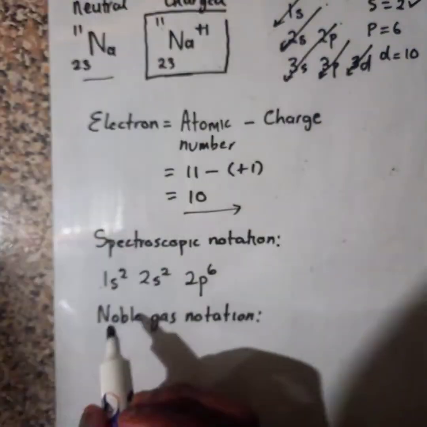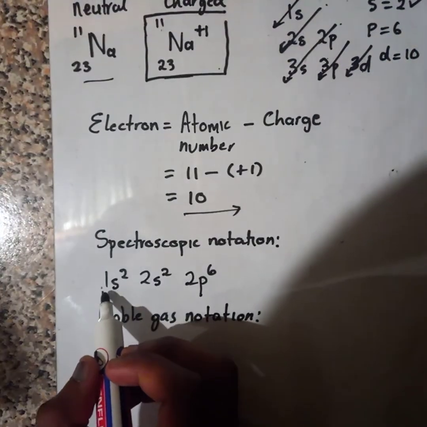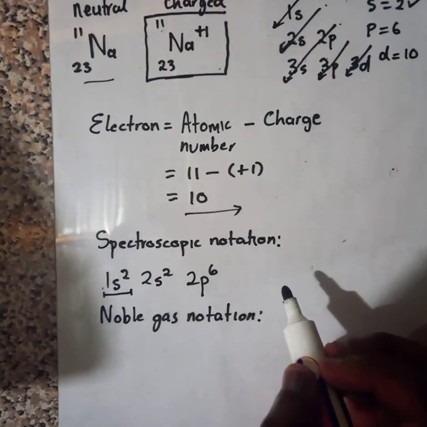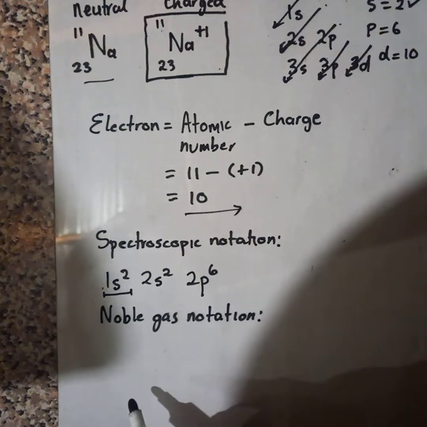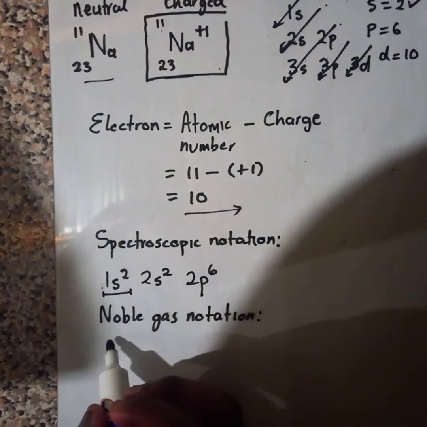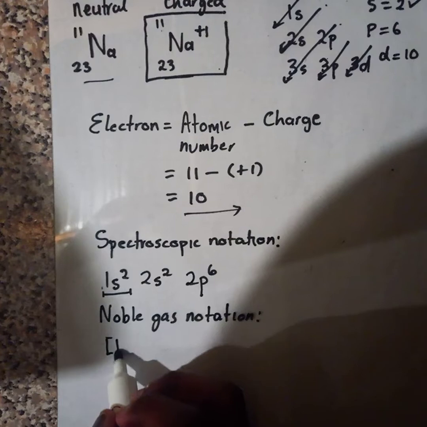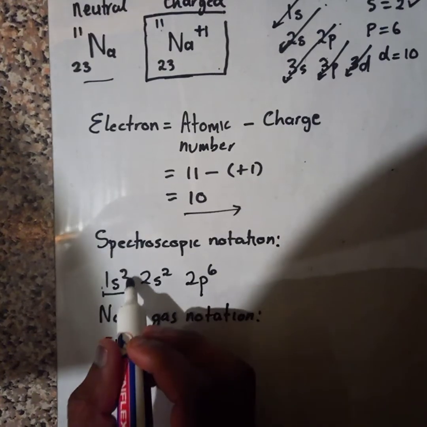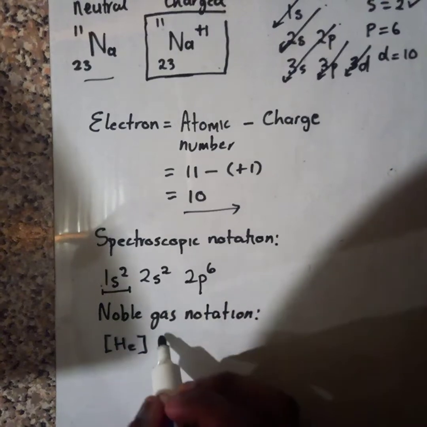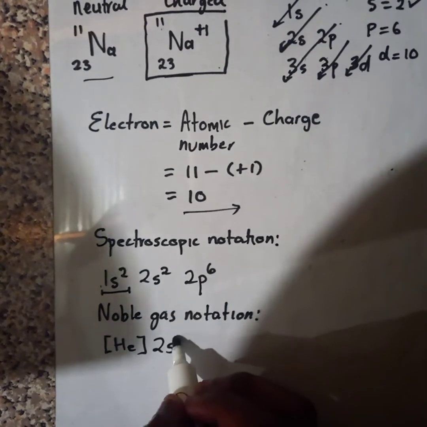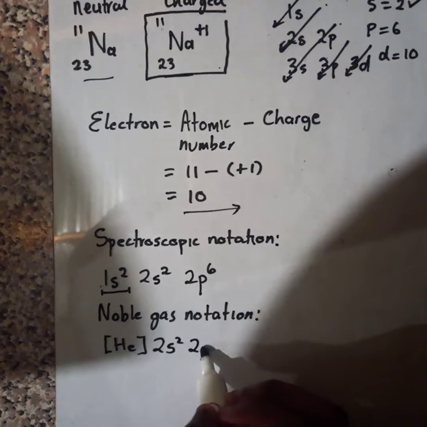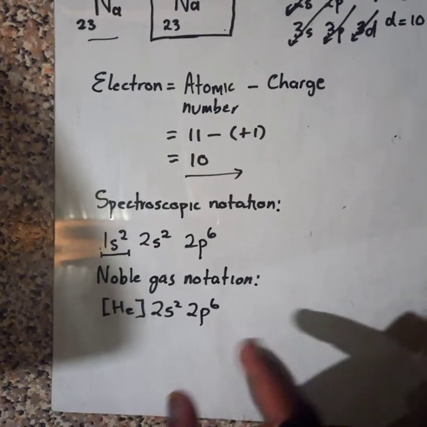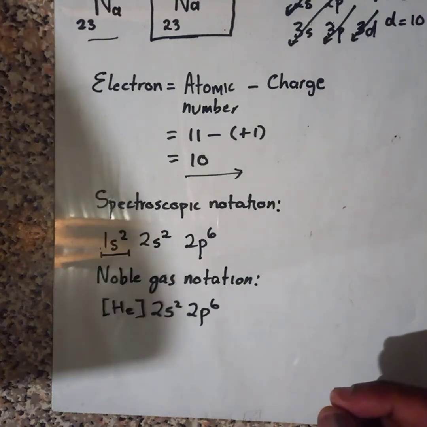Some learners would say, okay, since He, helium, has 2 electrons, they will replace this one and put He where they see this one, and then continue to write 2s2 together with 2p6. You see, this is a noble gas notation.